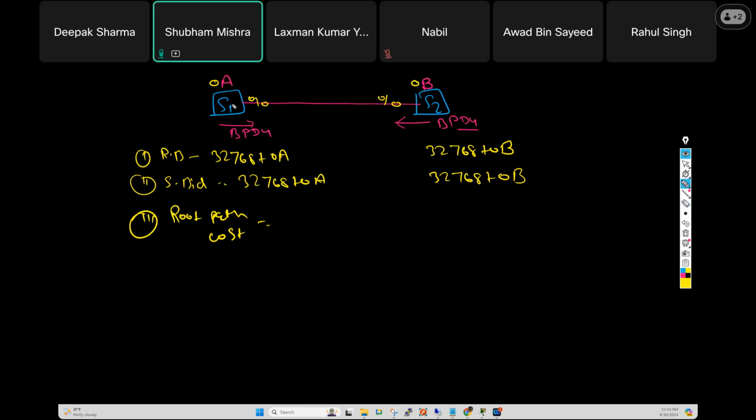So guys, right now election has not happened. So both switches are telling I am the root bridge. Yes or no? So when switch number 1 is sending the BPDU, what is the total path cost? 0. And here the cost is also 0. Because both switches are telling I am the root bridge. Yes or no, everyone? Tell me, understand?